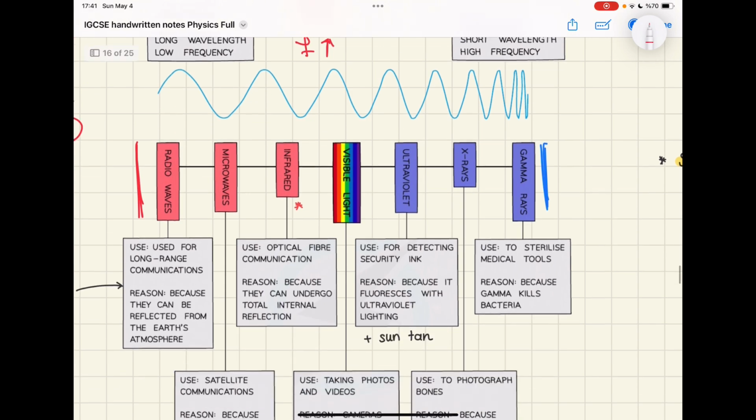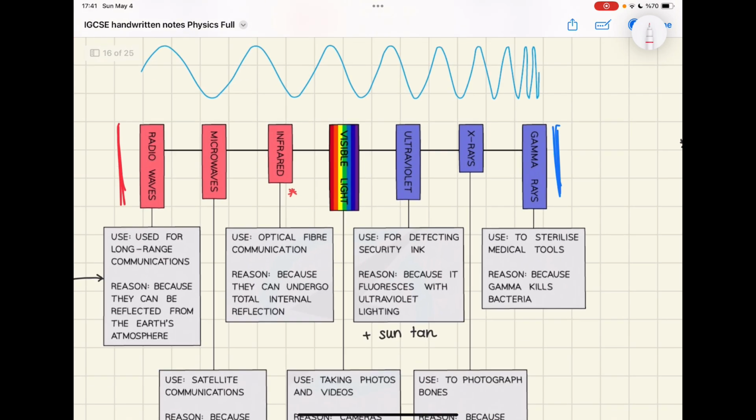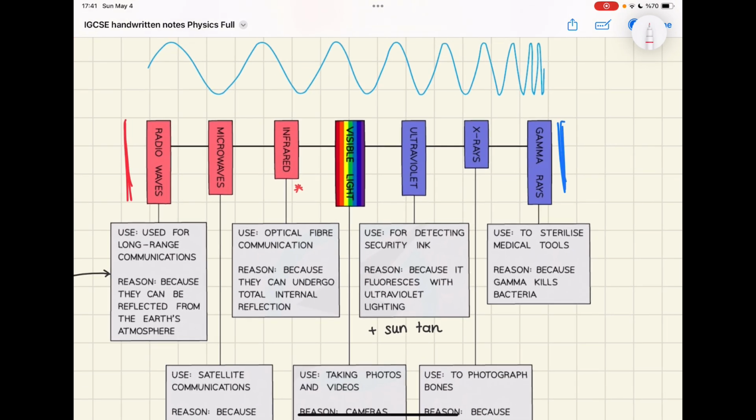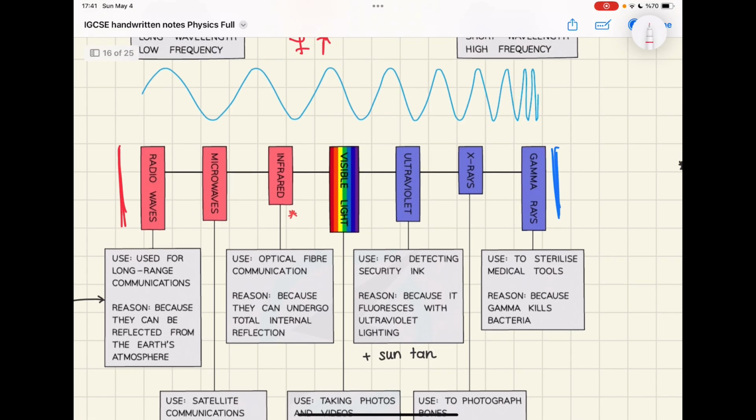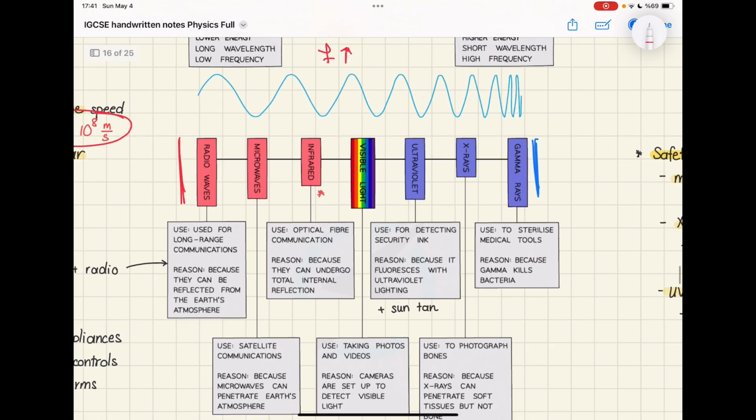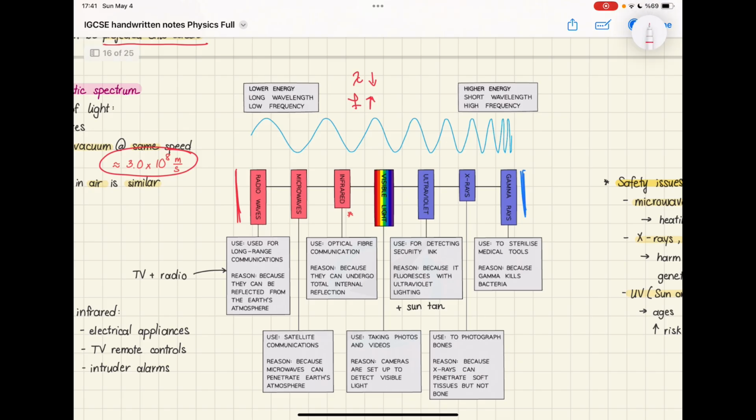Here we see also that we have radio waves going from left to right, and we need to know this: radio waves, microwaves, infrared, visible light, which is a very tiny part of the electromagnetic spectrum, ultraviolet, X-rays, and gamma rays. And we need to know the use of each of these.